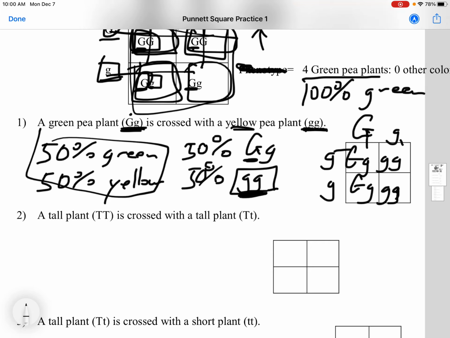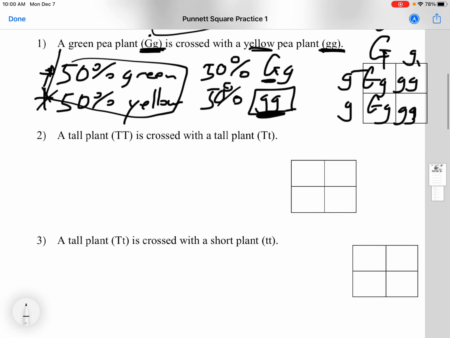So this is really what we're trying to get to. If we cross these, what's the probability that they're going to be yellow? What's the probability they're going to be green? 50%, right? 50%. Okay, let's do the next one together, and then we're going to move on to some other stuff.